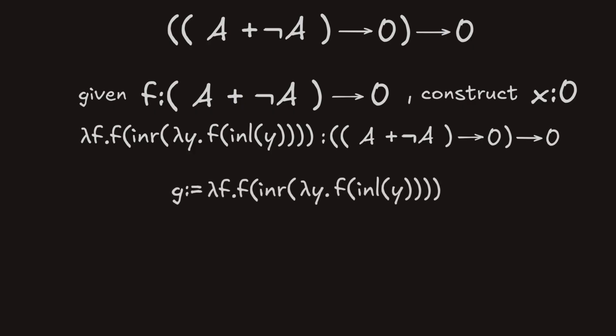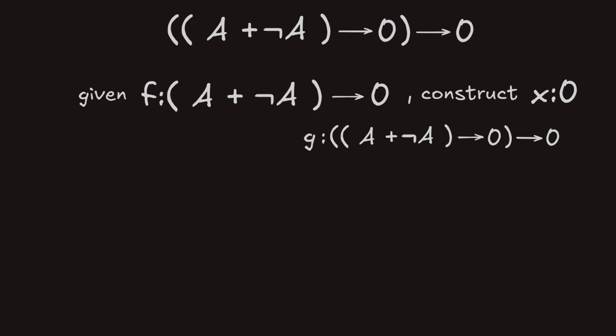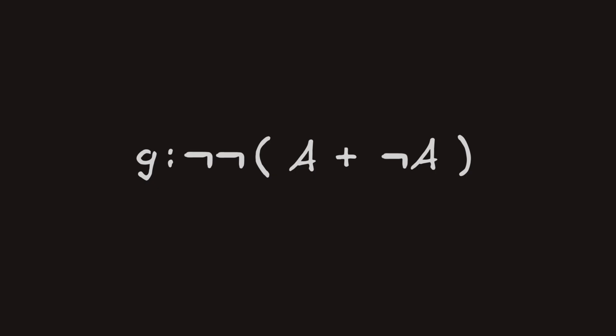We then define g to be equal to this term, and we fold our definitions on the right hand side up again to get that g is a term in not not (A plus not A). In other words, we have just proven that it is impossible for any proposition to be neither true nor false.